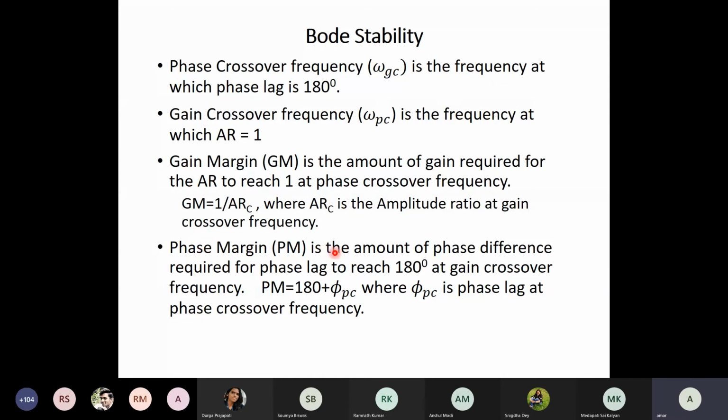And the phase margin is the amount of phase difference, the phase lag, required to reach 180 degrees at gain crossover frequency. So the PM is equal to 180 plus phi PC, where phi PC is the phase lag at the gain crossover frequency.